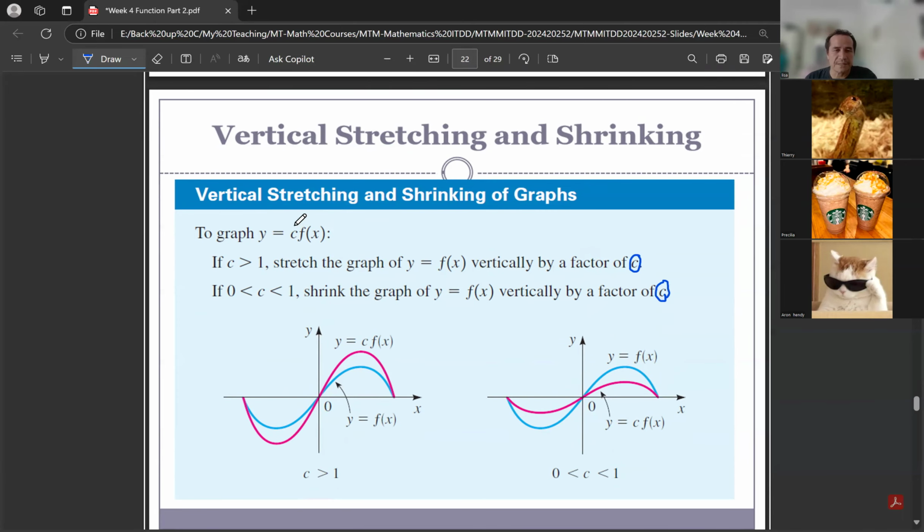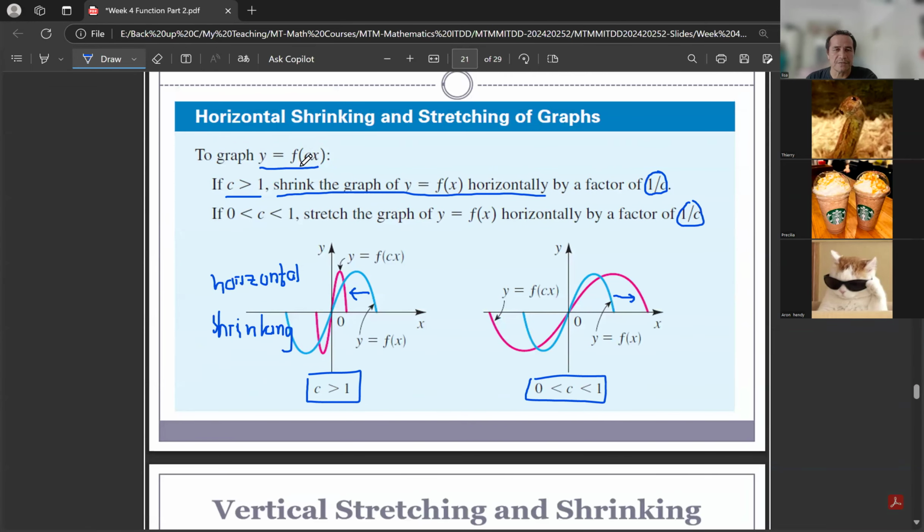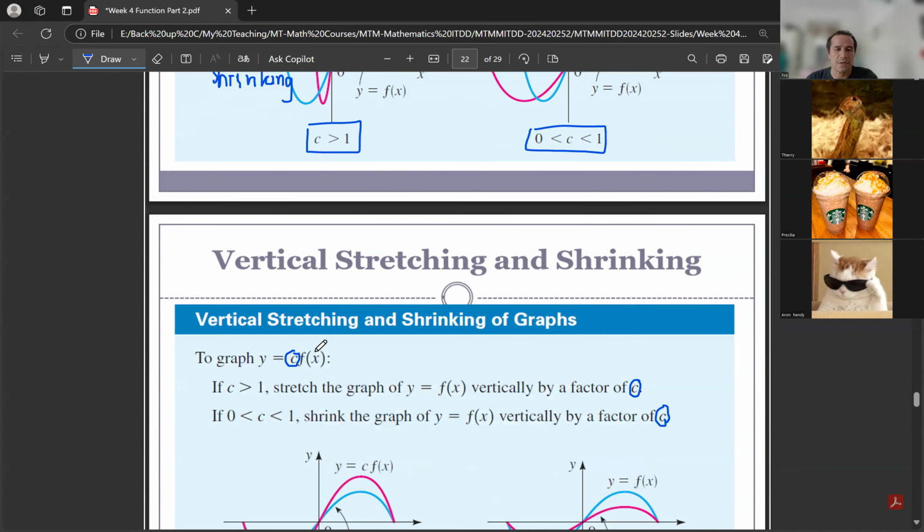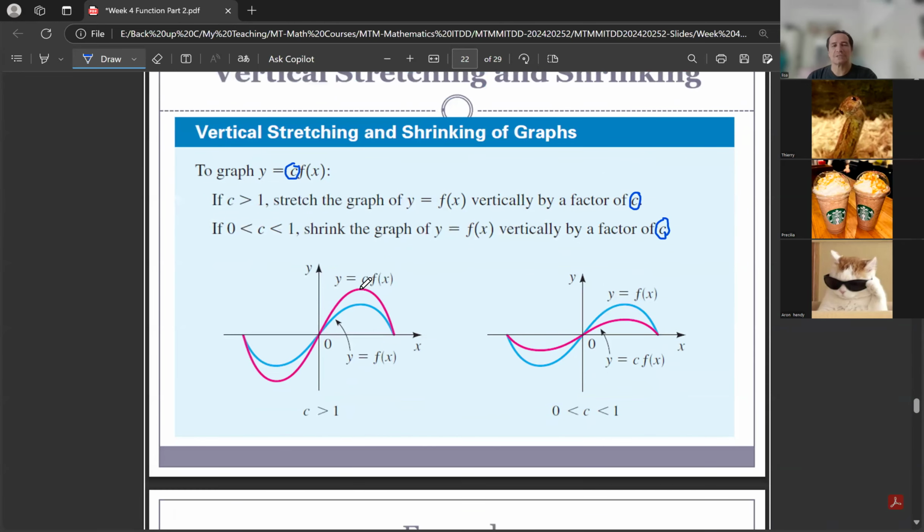And then the C is multiplied to the function in vertical stretching and shrinking. Again, this is different from the formula for horizontal shrinking and stretching. The C is multiplied to x, not to f(x) instead of f(x) as in vertical stretching and shrinking. So this is what happens in vertical stretching and shrinking.